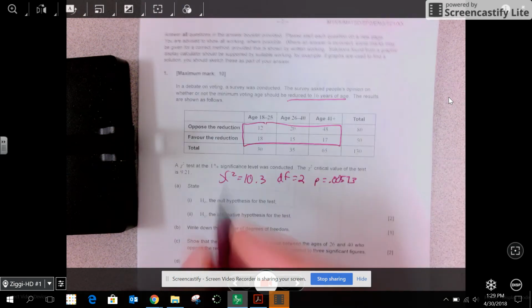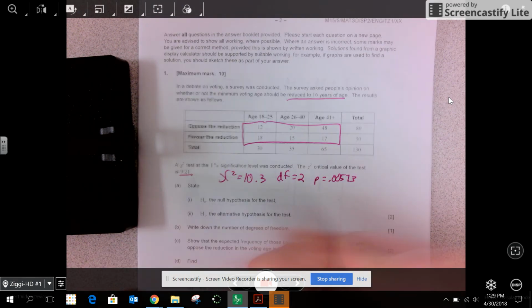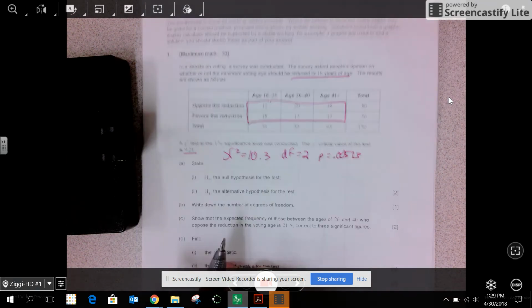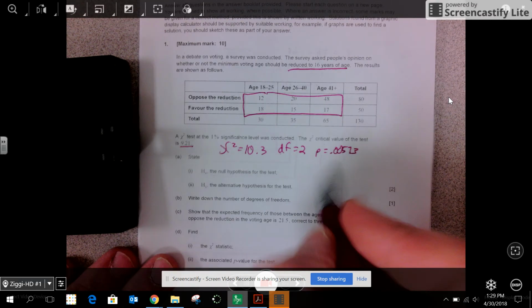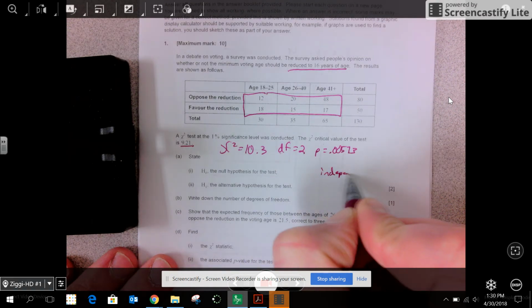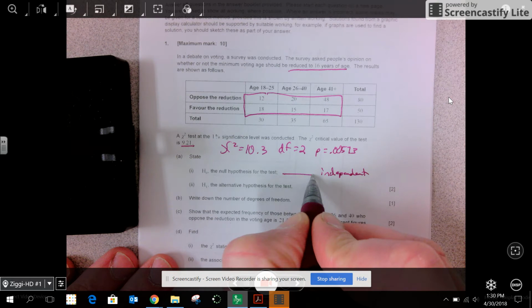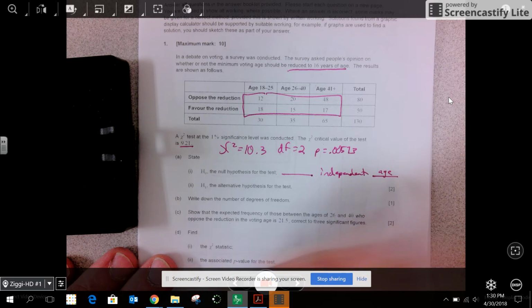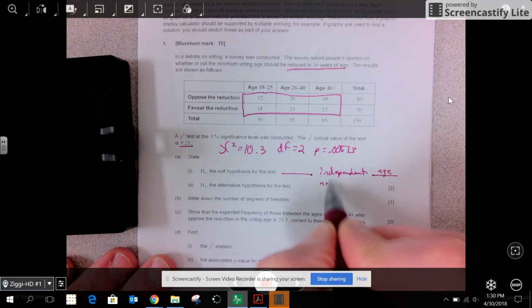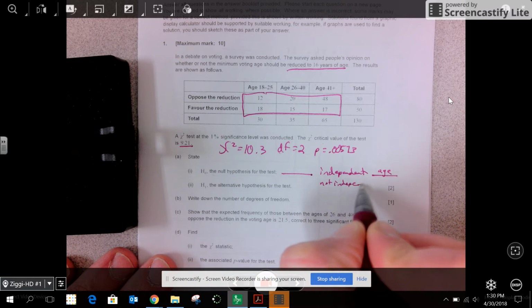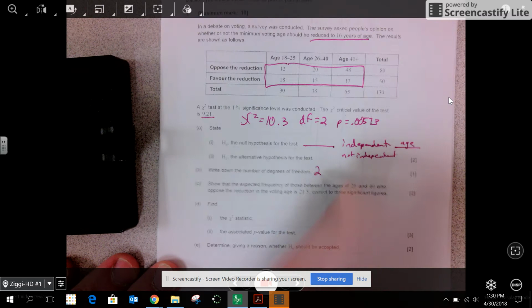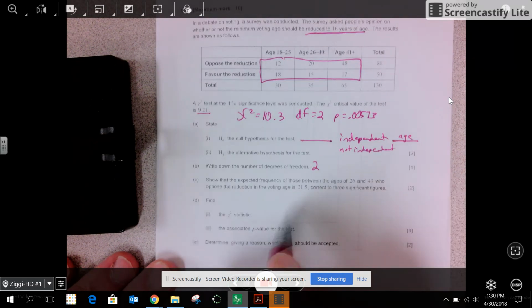So let's see what we have. It says the chi-squared critical value. That's the value from the table is 9.21. Null hypothesis. Write the word independent. Whether or not they are in favor of this is independent of their age. Alternative would be not independent. Don't write dependent. It's not independent. Those are just words. Okay. Write down the number of degrees of freedom. Already got it. It's 2, so you can use your calculator.